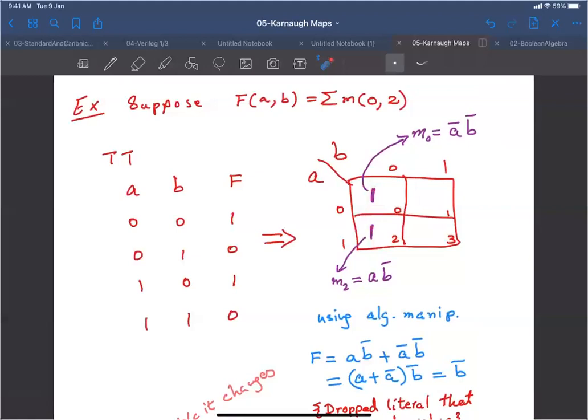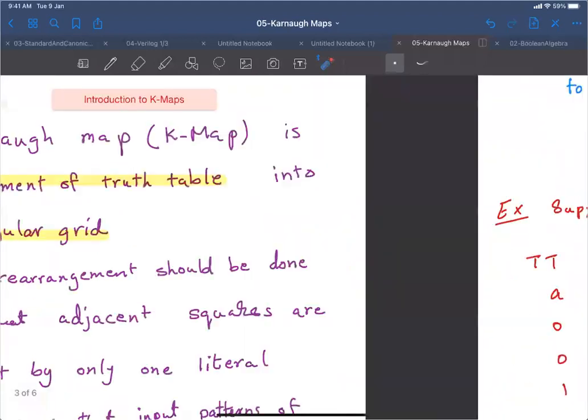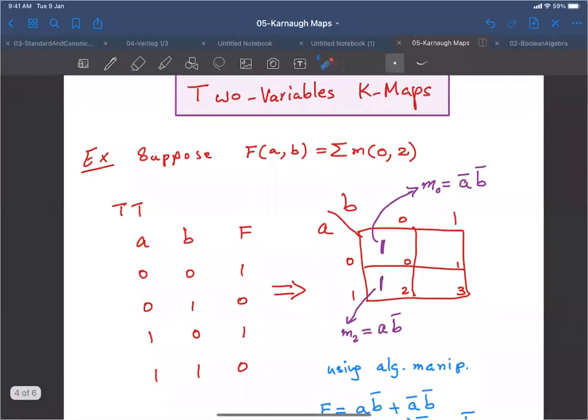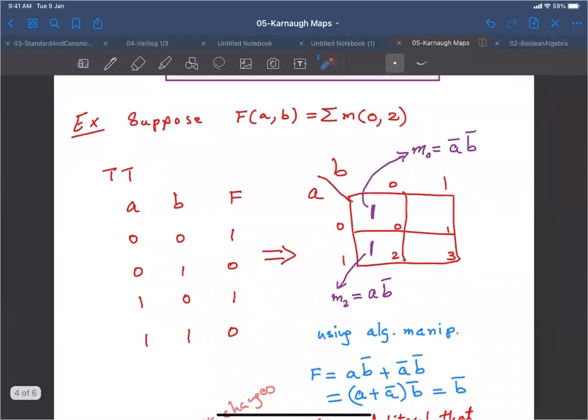Now my F is given in a numeric form, not a symbolic form like this one here. So I have a 1 here and a 1 here, and it is implied that these two cells are empty or blank, so they have zeros.